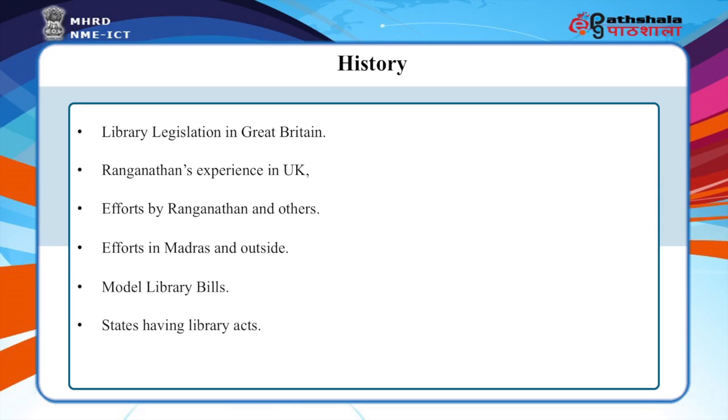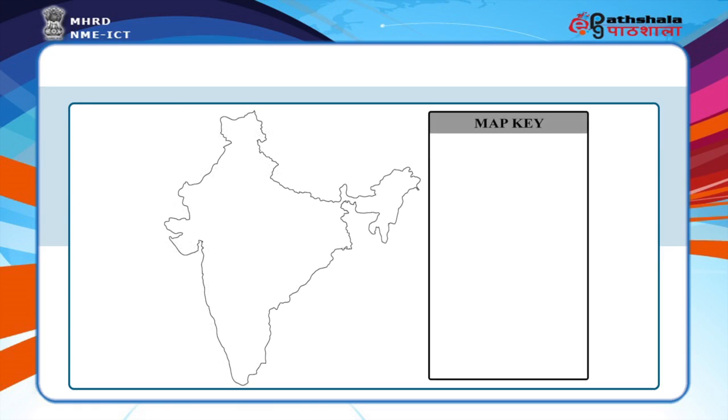Several individuals made efforts in different states of India to have Library Act. Model library bills were prepared by Ranganathan in 1943, Advisory Committee for Libraries in 1963, Planning Commission Working Group on Libraries in 1965, and the Indian Library Association in 1989. Present position. There are 20 states in India which enacted library law. Some are defunct, some are non-operational, and some are nominal, etc.